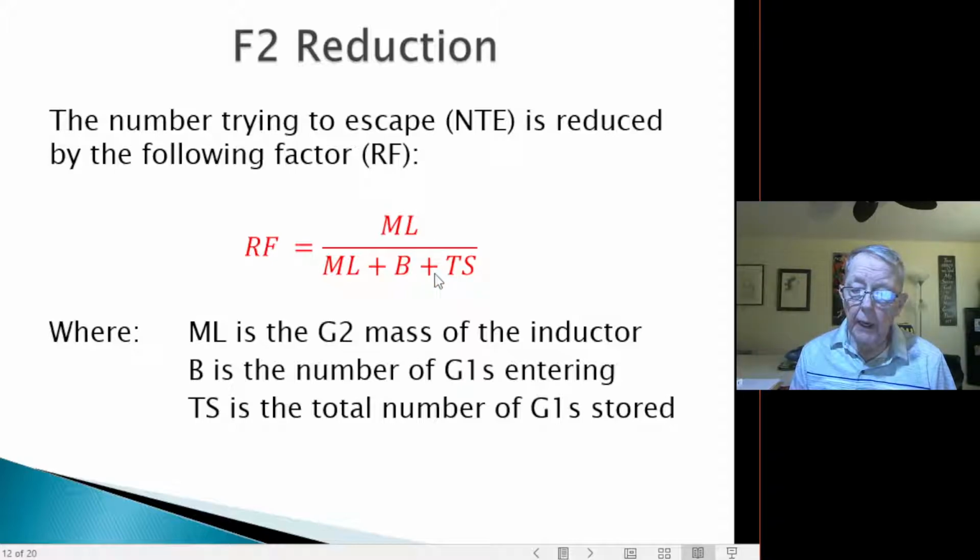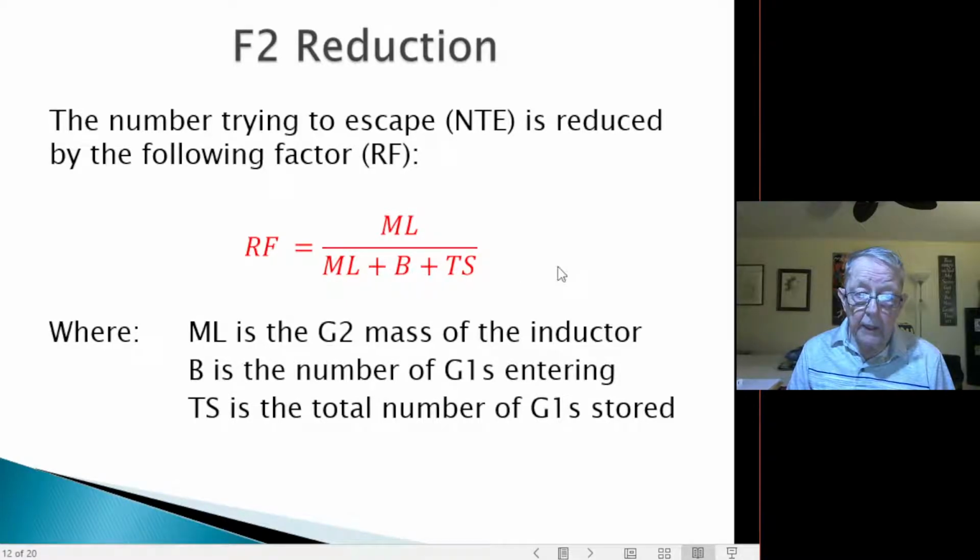Let's assume our inductor is not charged. If it's not charged, then there are no G1s stored in it. B is the number of G1s coming in. There's none stored, so these two are zero at the beginning before you close the switch. B is 0, TS is 0, which makes this one, this is the G2 mass of the inductor, and this is G2 mass. So the reduction factor is 1, which means at the very beginning, the force isn't strong enough to prevent charging.